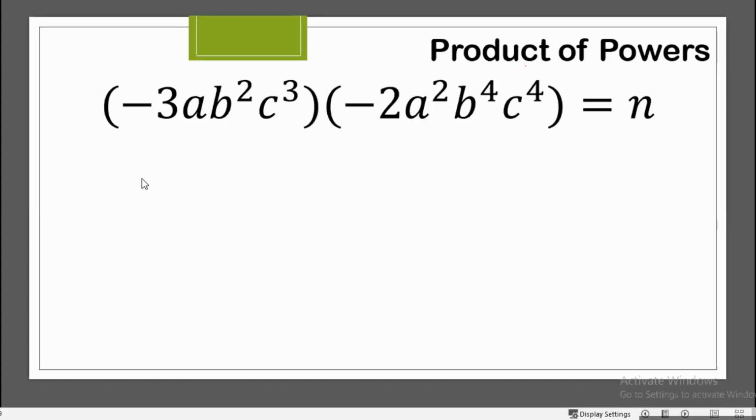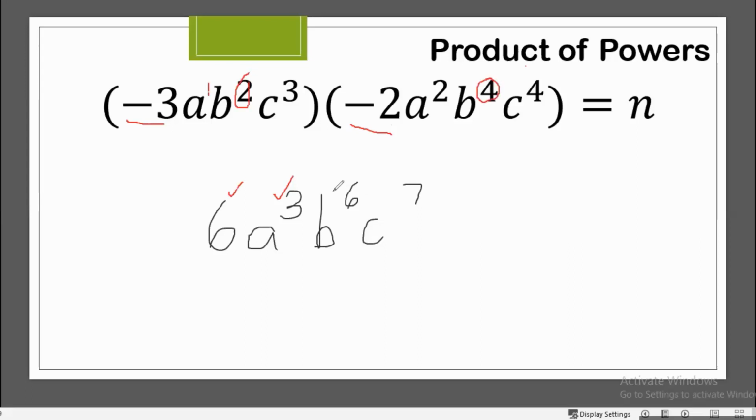So what is now your answer? Okay, so you need to multiply first -3 and -2. Okay, that's correct. And then you added all the exponents of A. So this one has an invisible 1. Ito naman na may 2. So tama to, may 3. And si B naman, merong 2 na exponent. Ito naman ay may 4. Okay, very good. Ito si C ay mayroong 3 at mayroong 4. Okay, tama.